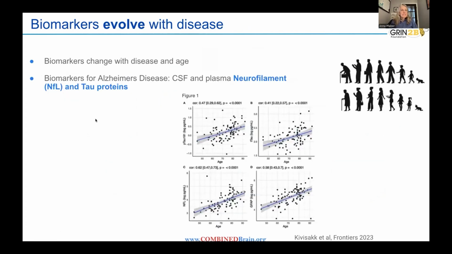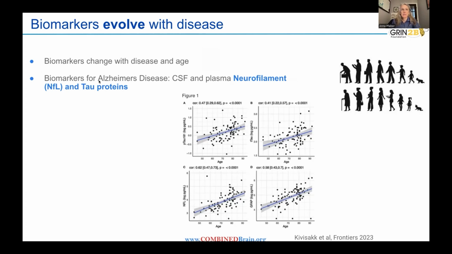Okay, so the next thing is, what are examples of biomarkers that have been used in other neurological disorders? And I picked these two here because they are certainly not specific to adult neurodegenerative processes, but have been implicated several times in the context of pediatric neurological disorders as well. So one really important thing, as I suggested before, is that biomarkers change with disease and age. That's part of what makes them biomarkers, right? They are markers of disease status.